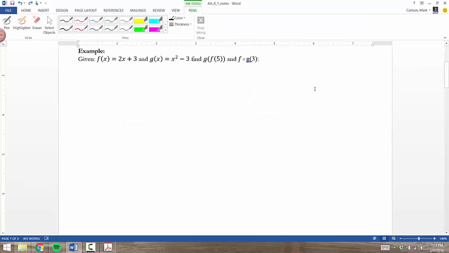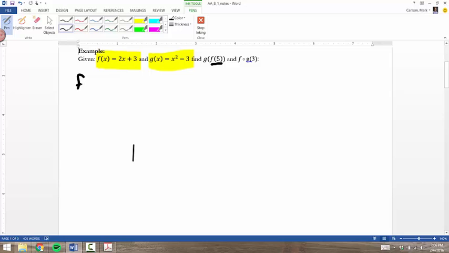Alright, so let's take a look at an example of how we can apply composites of functions. We are given two functions, f and g. Here's what f of x is equal to, and here's what g of x is equal to. First, we want to find g of f of 5. Well, we start inside the parentheses. The first thing I need to figure out is what f of 5 is.